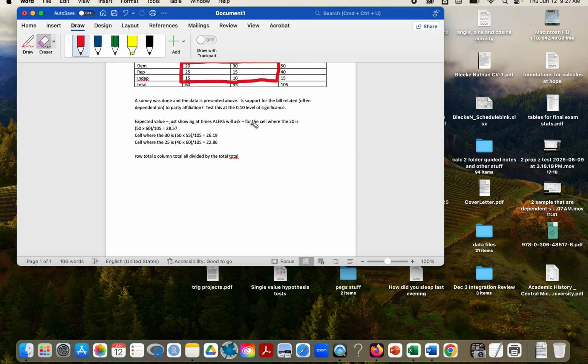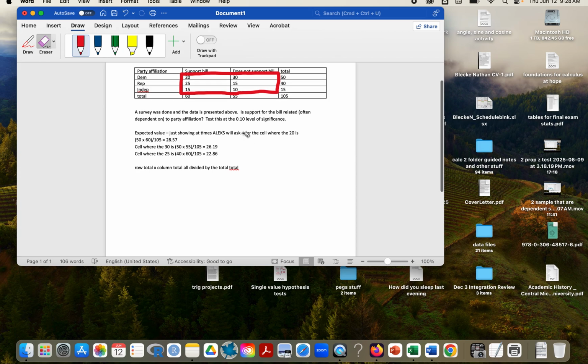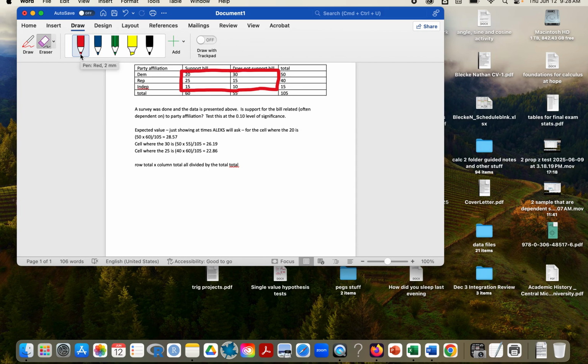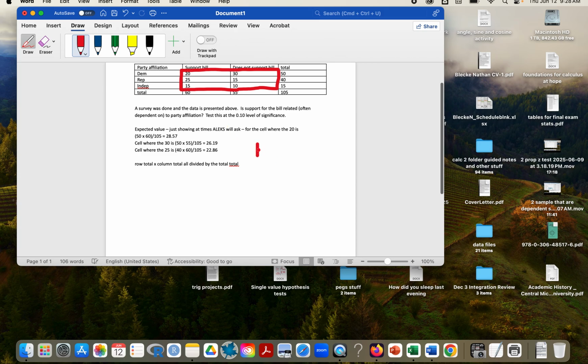So the first thing when we read this is we see that we're trying to see, is there support for the bill being related to or dependent on party affiliation. So that's the terminology that we get when we are looking for the independence case. Now, our null and our alternative are prescribed. And what I mean by that is these are pretty much just set. So what we're going to say is in the null, they are independent.